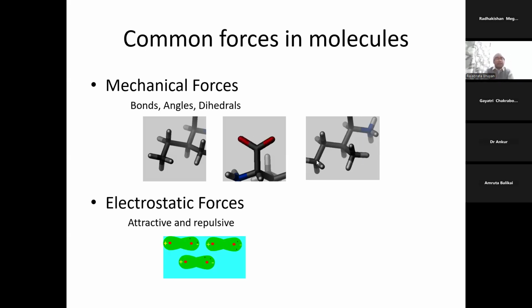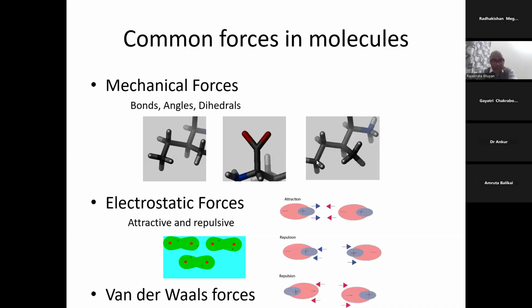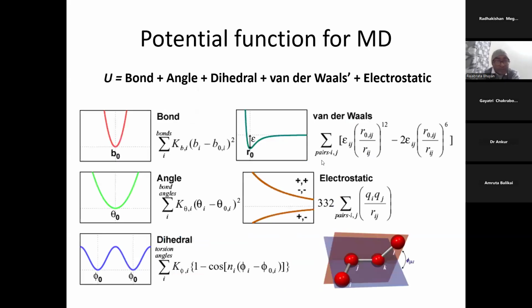Then some non-bonded interactions also play important roles in the molecules, and these are electrostatic interactions and van der Waals forces. These are also important non-bonded interactions present in the proteins. So these are the potential functions that are required for the MD simulations. Total energy is calculated from all these parameters: bond energy, angle energy, dihedral, van der Waals, and electrostatic. Bond energy can be calculated from this formula, as we know.